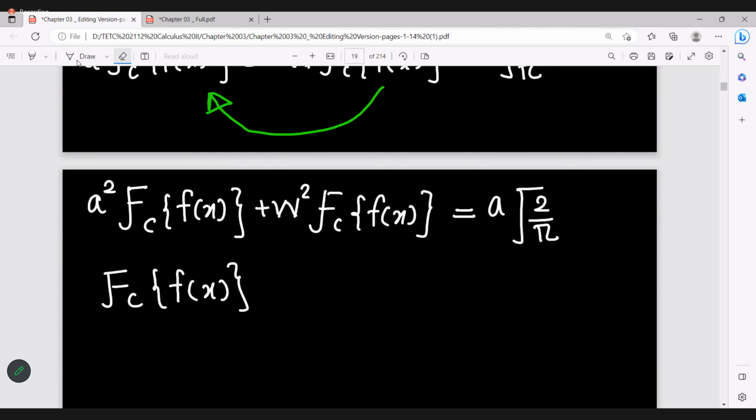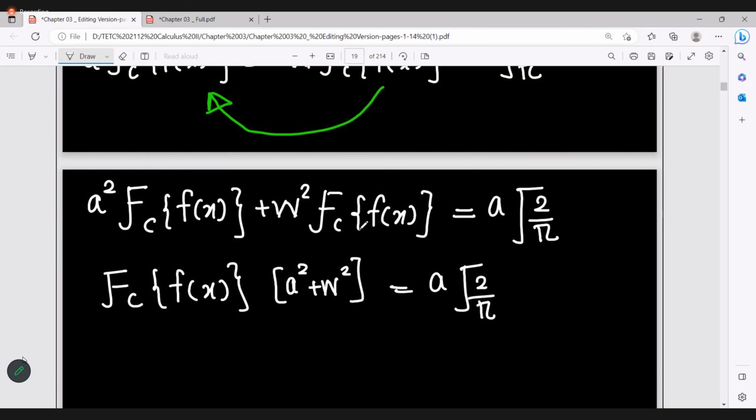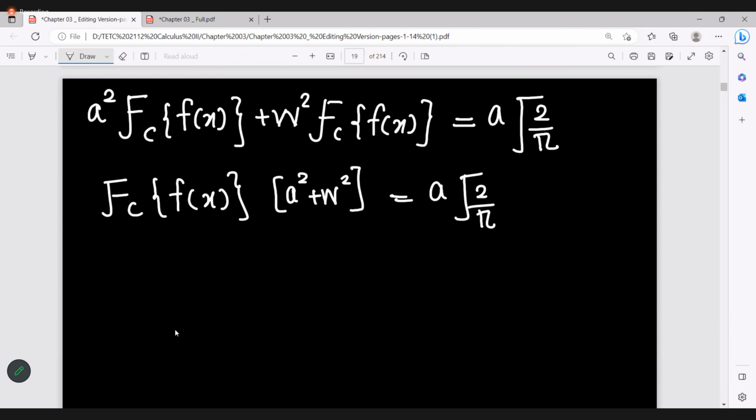If we bring this common factor out, what is the remaining thing? It is a squared plus w squared. And the left hand side is a over a times square root of 2 over pi. And then what we are asking to find is the Fourier cosine transform of f of x.